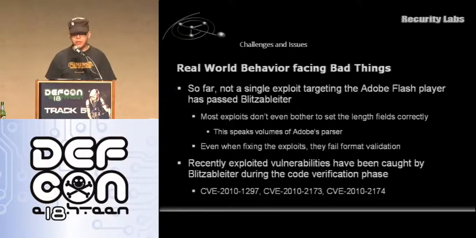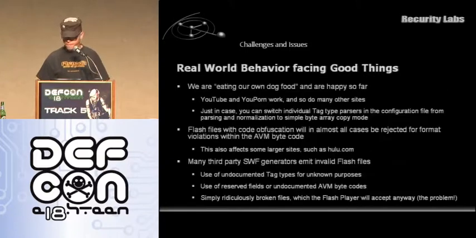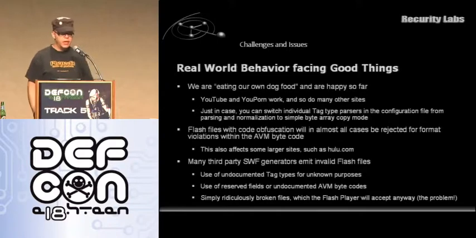And all the recent vulnerabilities that came out were automatically blocked because we don't need signatures. We've been using it for a while already. It does play porn. YouTube works, YouPorn works. And just in case something doesn't work, you can also turn off individual tag type parsers. So if you find that the tag type parser for fonts misbehaves on you, you just turn it off in the configuration. And remember, there's also the complain button.